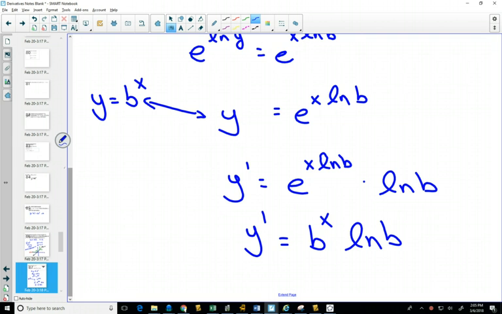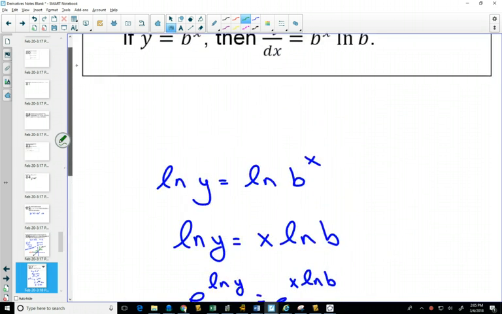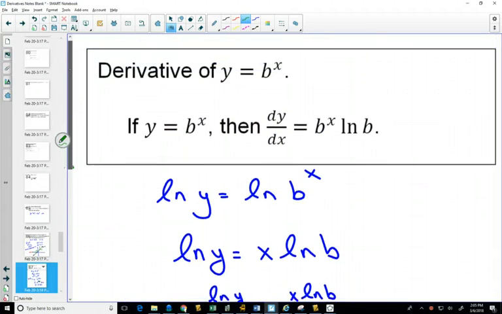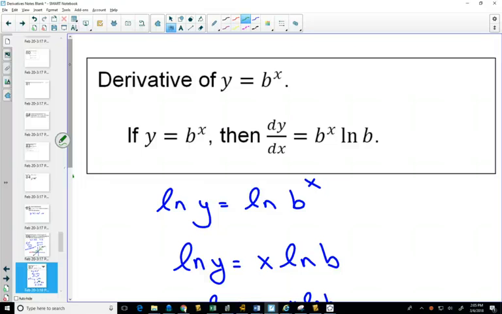Because natural log of b, we're saying with this that b is any number. This is like figuring out 2 to the x, 3 to the x, 5 to the x, where b is any value that you can do a power of. Then this is what the derivative would be.